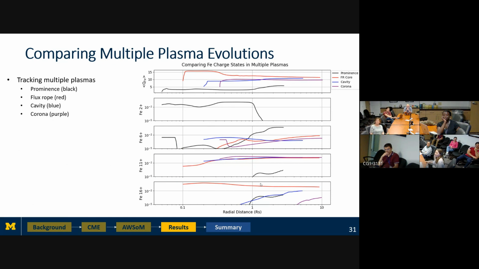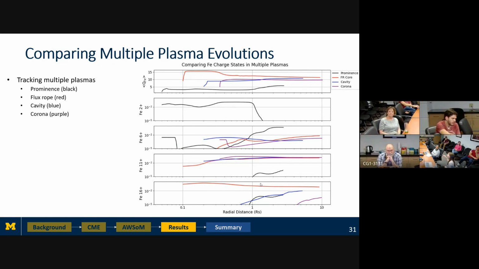So here is radial distance on the x-axis, and this is R/RS minus 1, so it's above the surface of the sun. And we have average iron charge state, iron 2+, 6+, 11+, and 16+ relative abundances. And the colors changed slightly, so the prominence is now in black. The flux rope is in that red color, the blue is the cavity, and the purple is the corona.